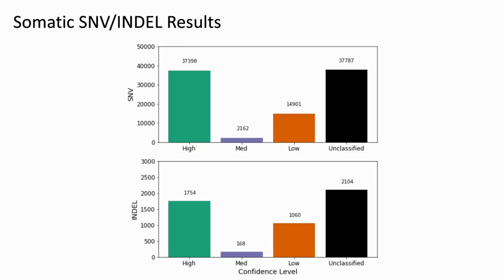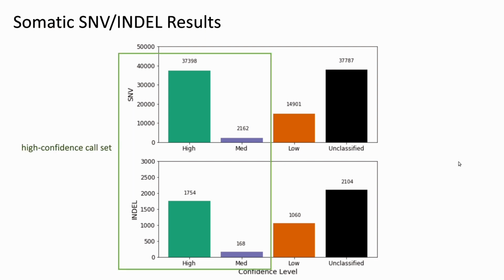Positions around LowConf and Unclassified calls were removed from the high confidence region. HighConf and MedConf calls are grouped as the reference call set. This shows you the breakdown of the 4 confidence labels. Variants labeled as HighConf and MedConf are regarded as true positives and are included in the high confidence call set.